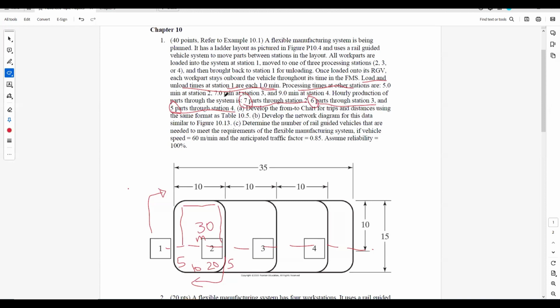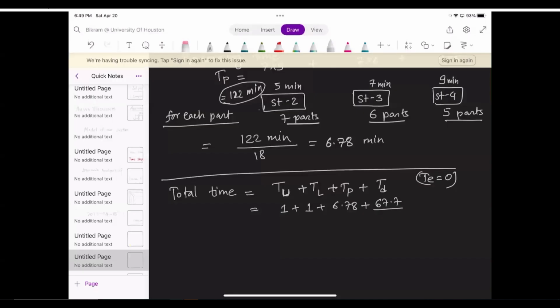So total time is, we have the loading plus unloading time. Let's do TU and TL, which is the loading and unloading time, plus the processing time, plus the time for traveling the distance. Okay, and there is no TE, so TE is equal to 0. This is 1 minute, this is also 1 minute, and this is 6.78 minutes. And TD, the average travel time, is the distance divided by the speed. The distance is 67.7 divided by the speed at which it travels, 60. It's given. Sorry, I forgot to say it here.